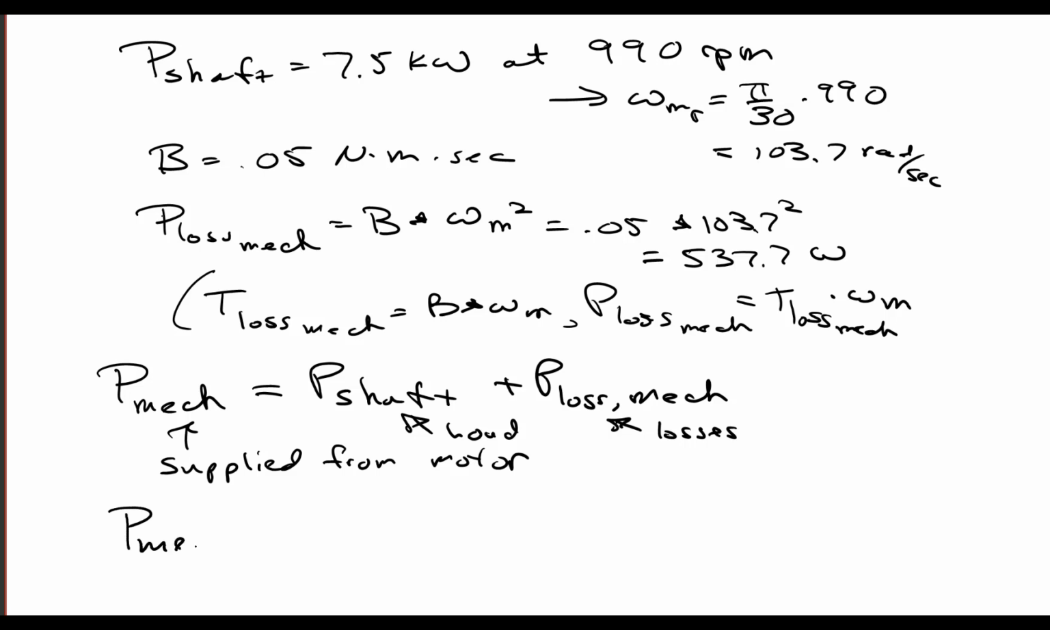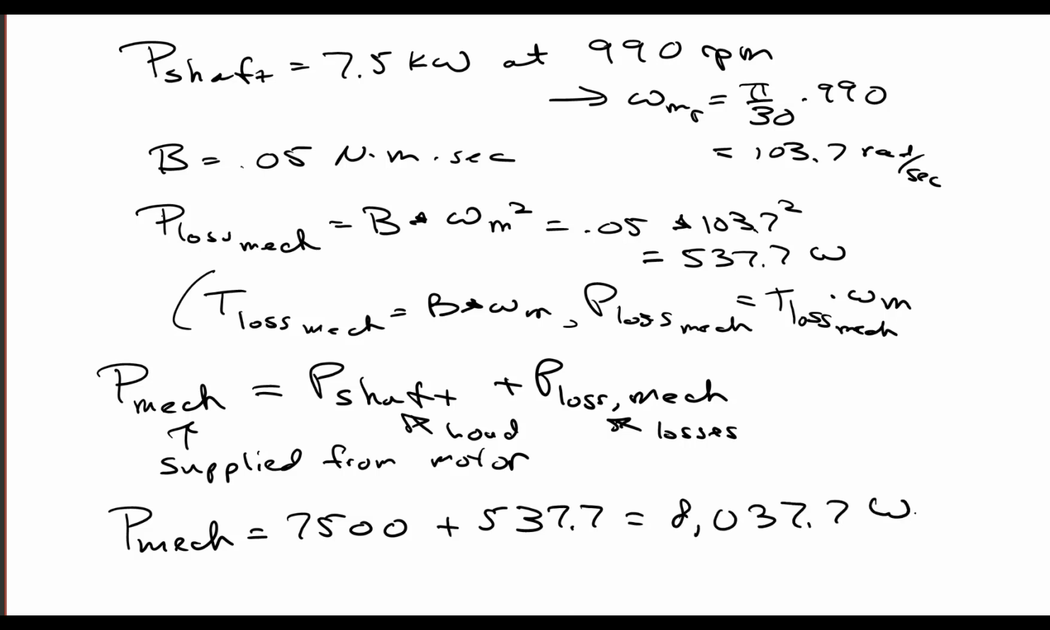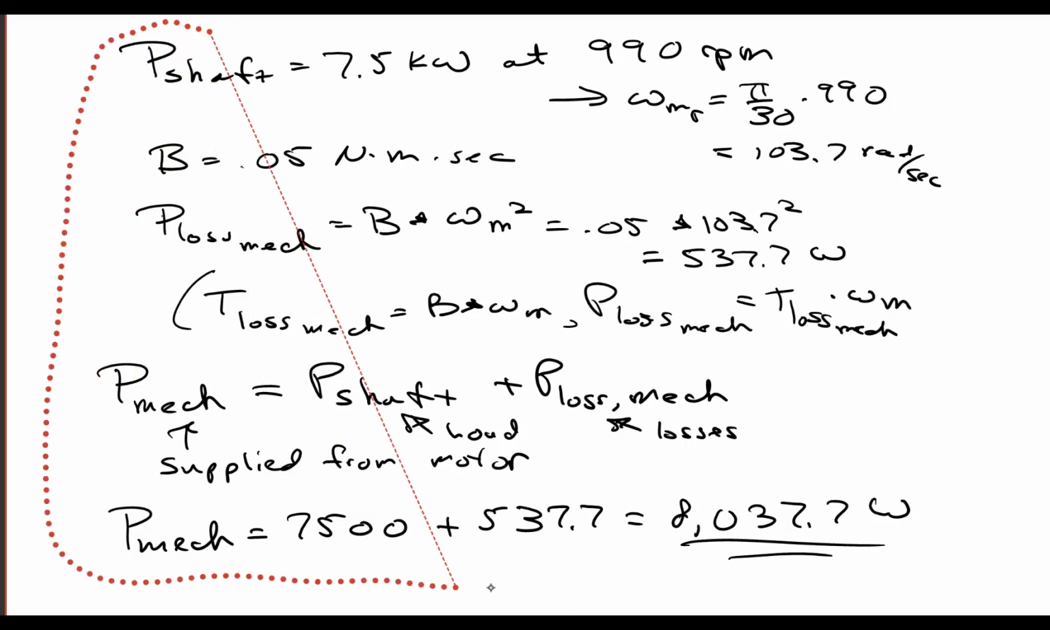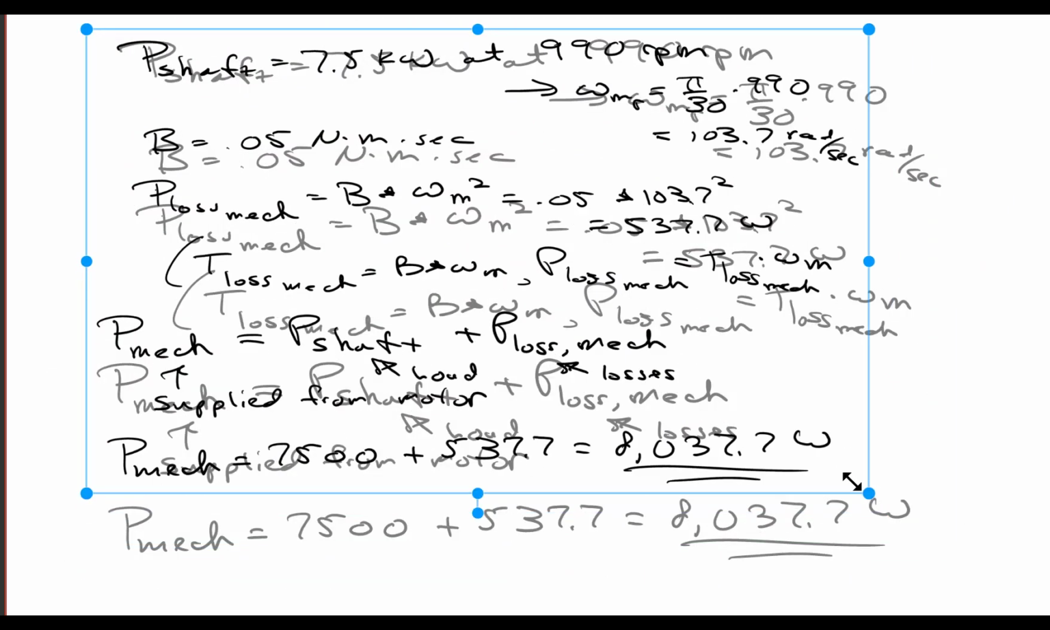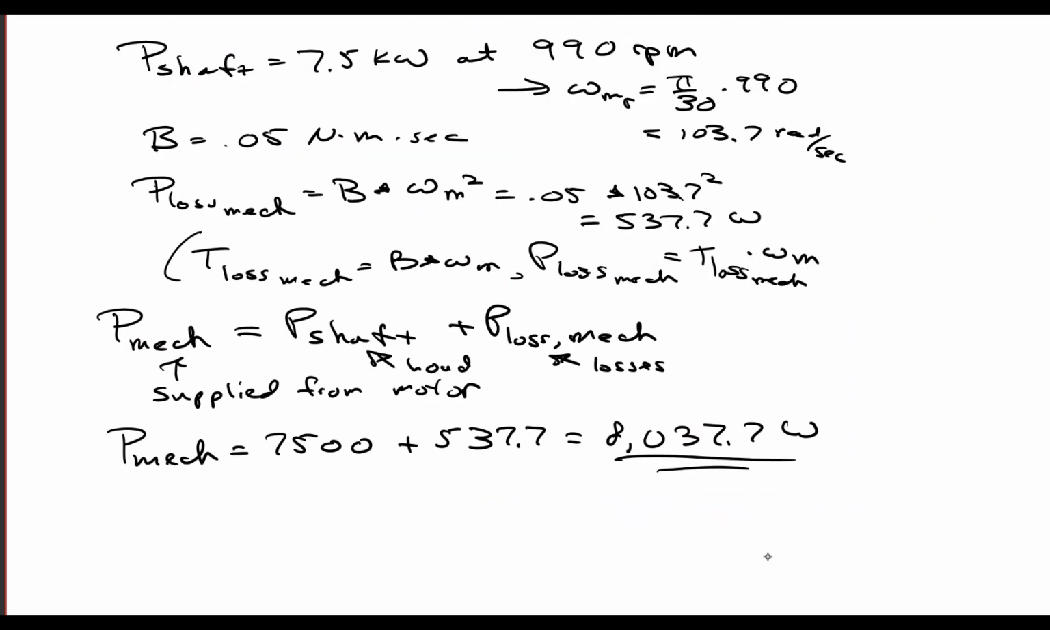The P mechanical is equal to 7,500 watts plus 537.7. That is 8,037.7 watts. Okay. Now let's take a little shortcut because we're just trying to find I_A, and it always helps to say there's more than one way to calculate something.